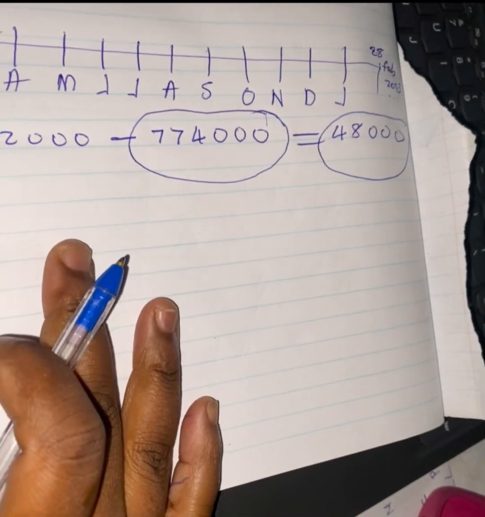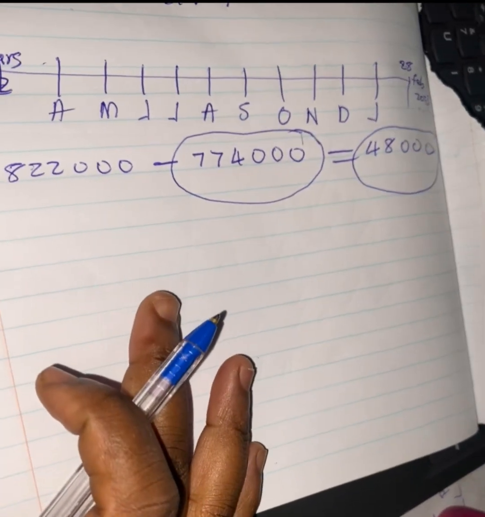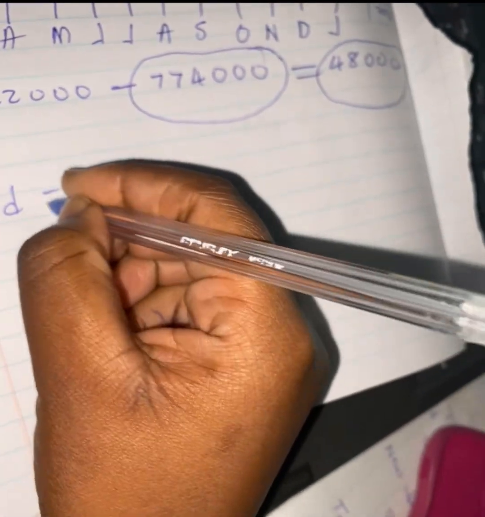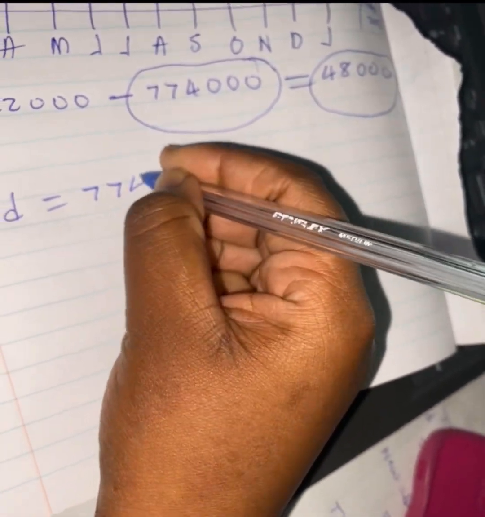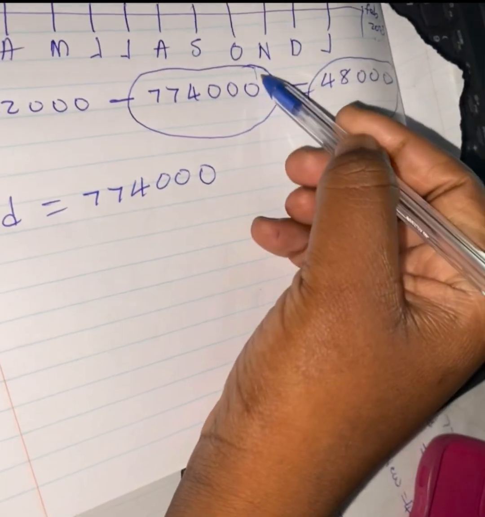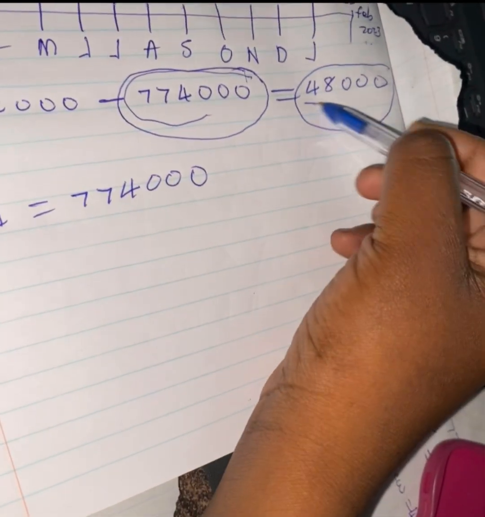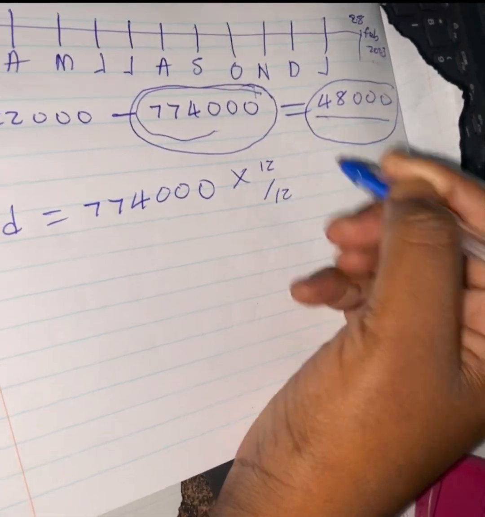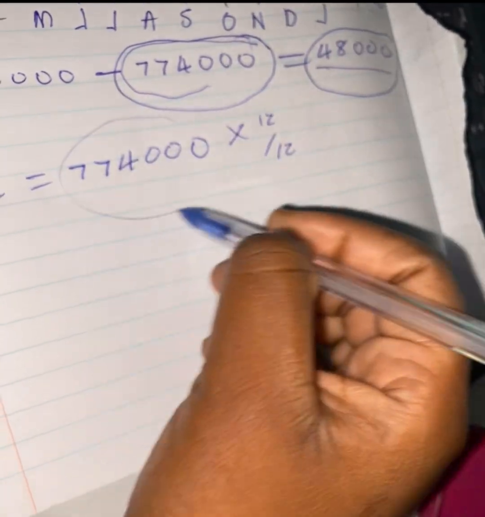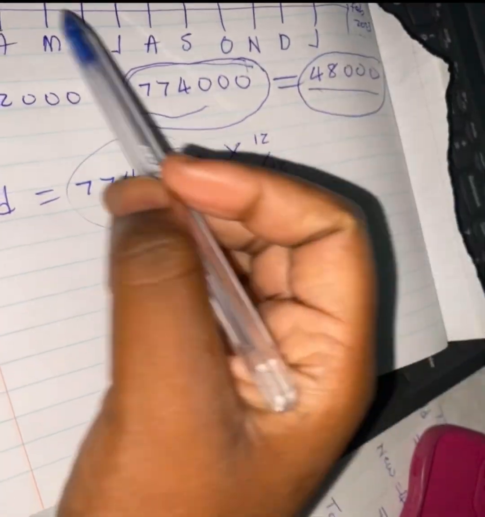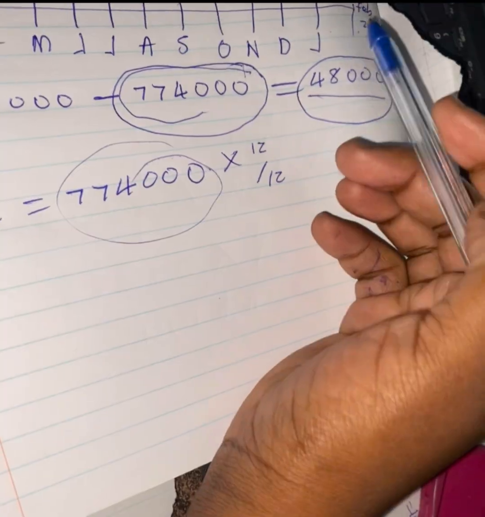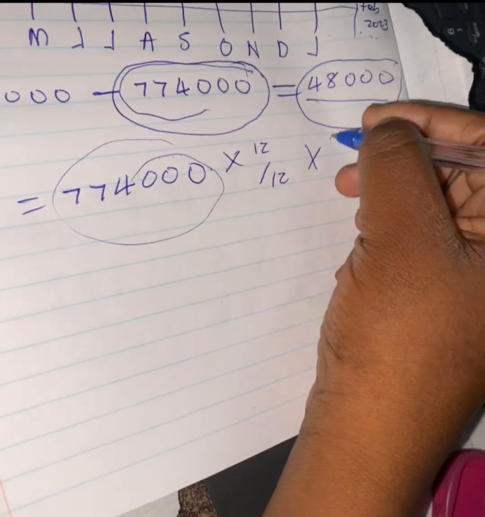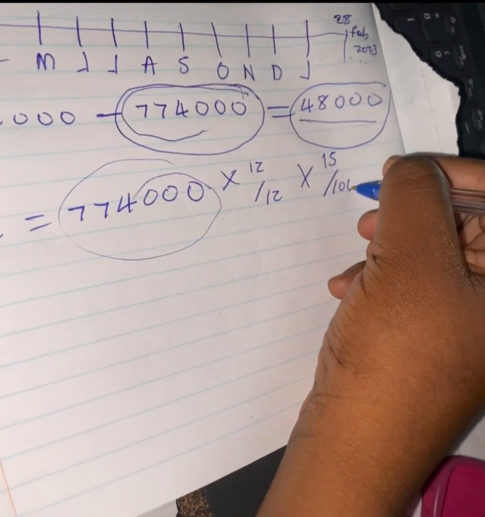Then let's calculate the depreciation using the cost method, or the straight line method. For the old one, we're going to say 774,000. This is the value of the equipment before the additional one. We multiply by 12, divide by 12. Why 12? Because we had this equipment for 12 months, because whenever you calculate depreciation it is each and every year. Then we multiply by the percentage that is given, which is 15 over 100, which is 15%.